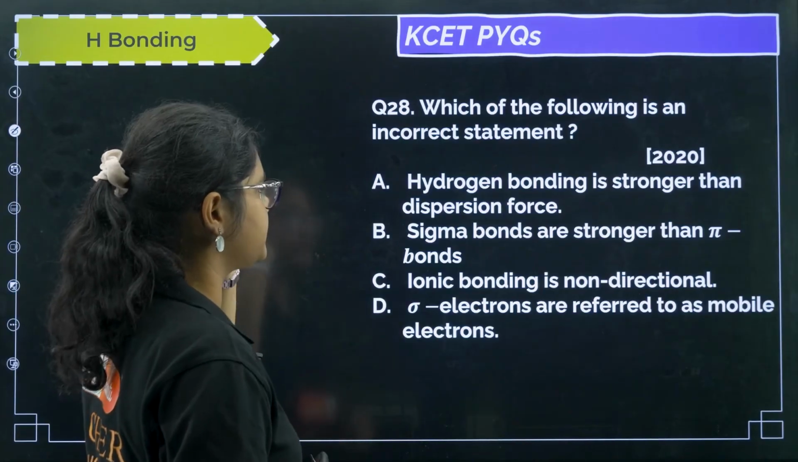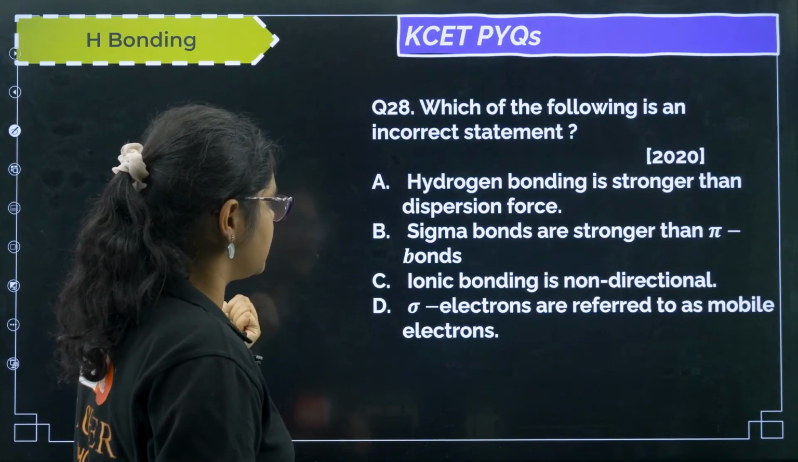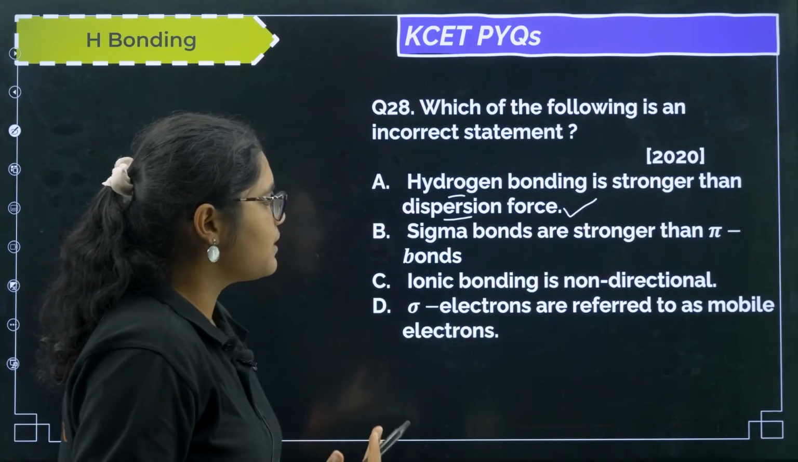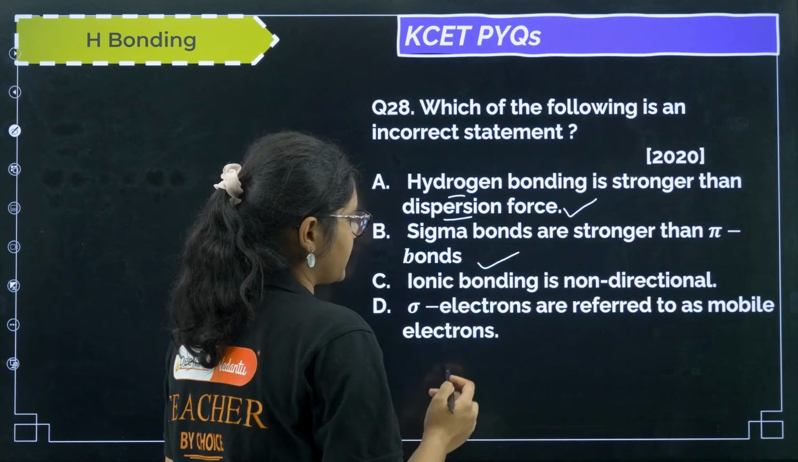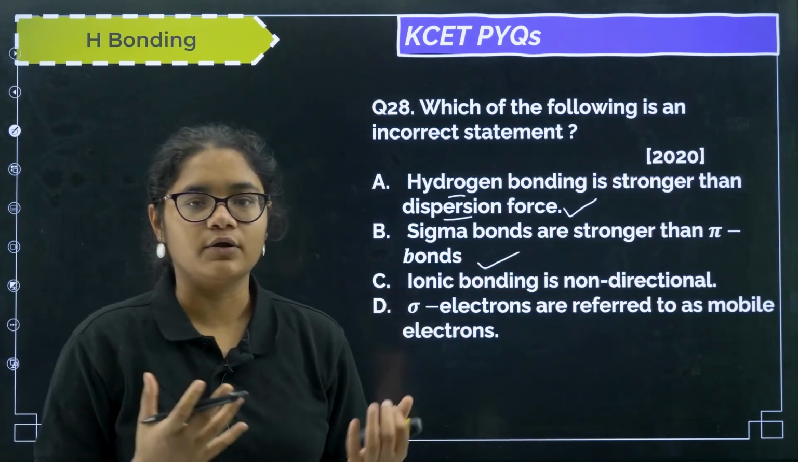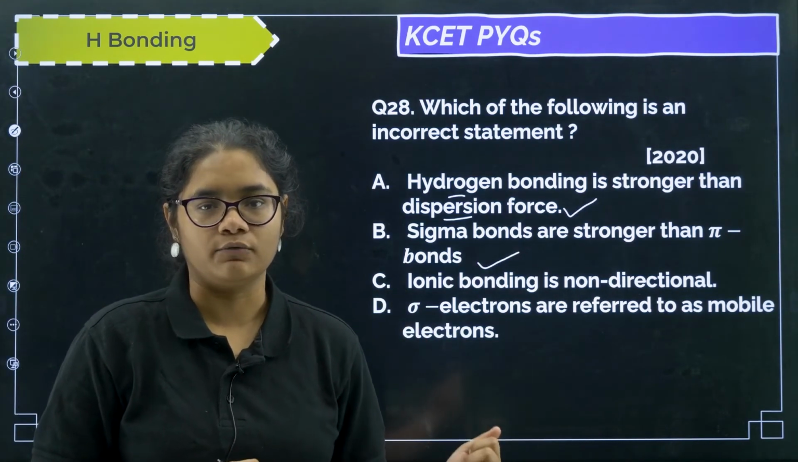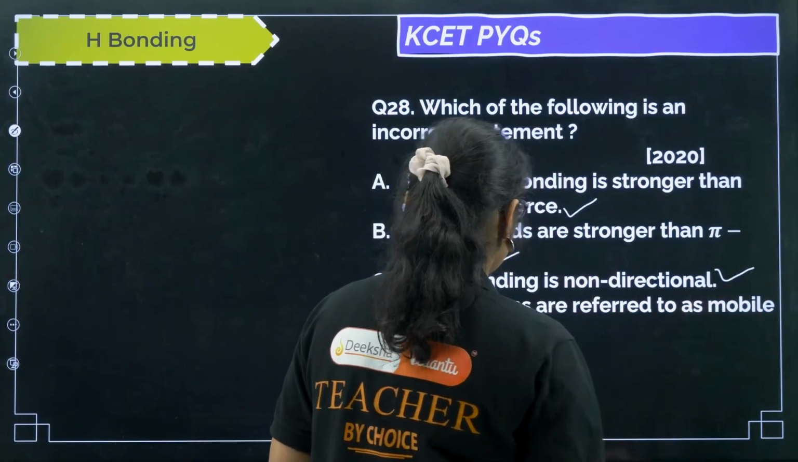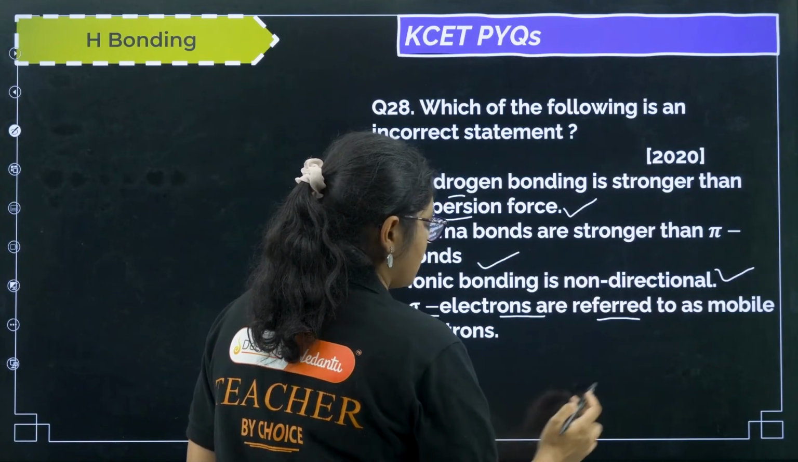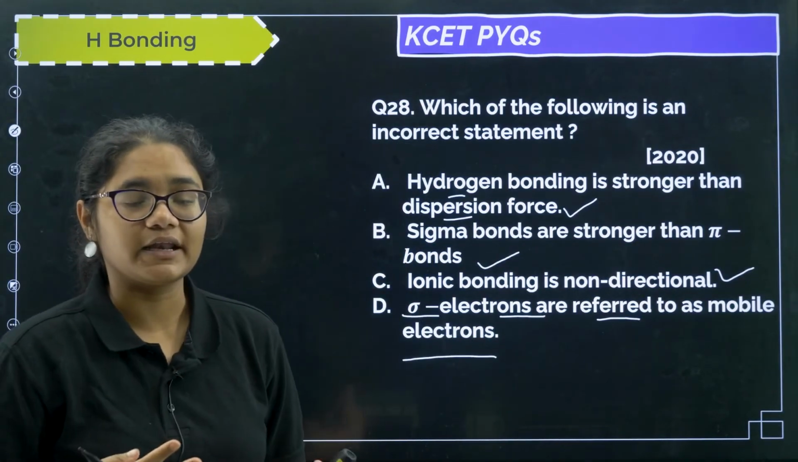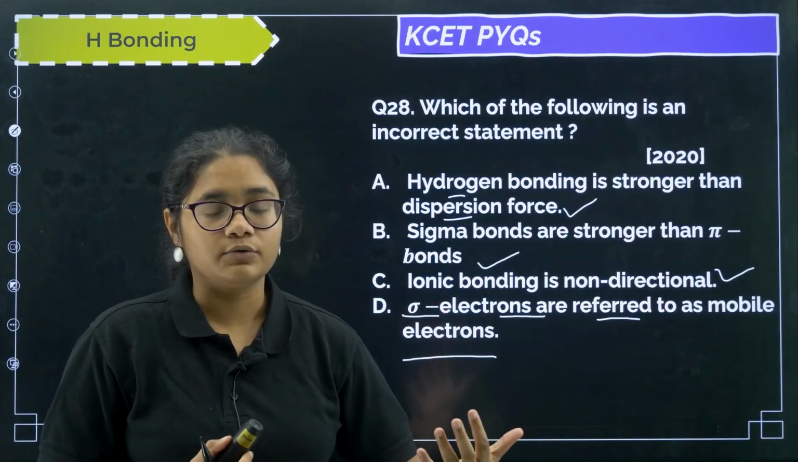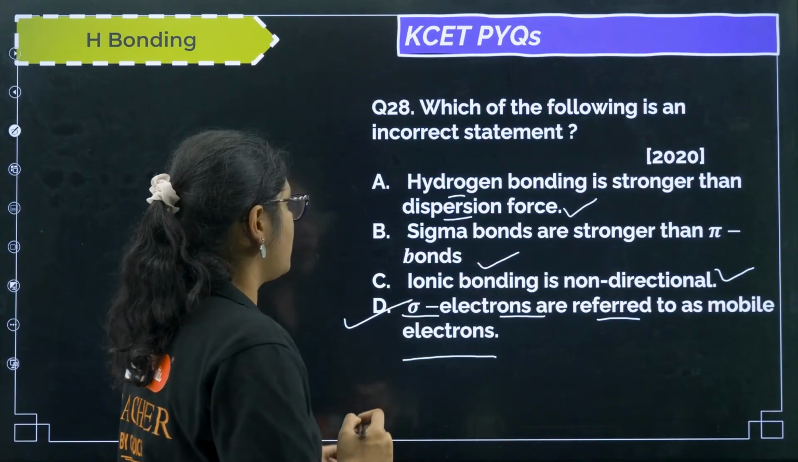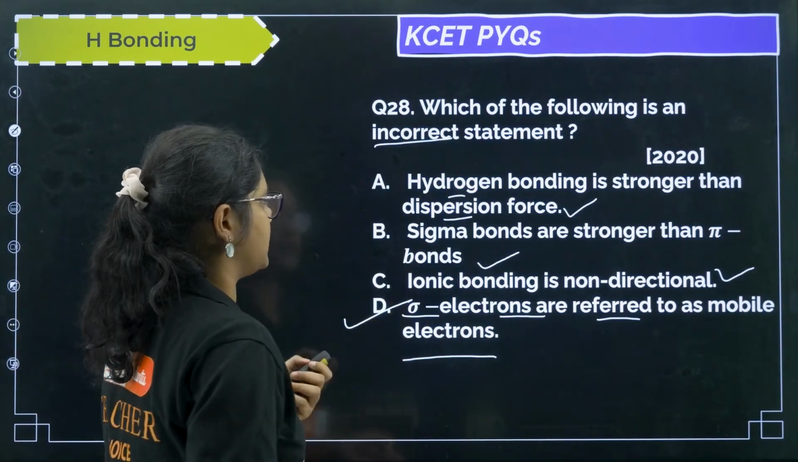Next, hydrogen bonding question. Which of the following is an incorrect statement? Hydrogen bonding is stronger than dispersion force. Yes, correct statement. Sigma bonds are stronger than pi bonds. This is also correct because in sigma bonding we have head-on overlapping and in pi we have lateral overlapping. Ionic bonding is non-directional. This is also correct. Sigma electrons are referred to as mobile electrons. This is incorrect because pi electrons are referred to as mobile electrons, as they are loosely bonded. The correct answer here will be option number D. You need to find the incorrect statement.